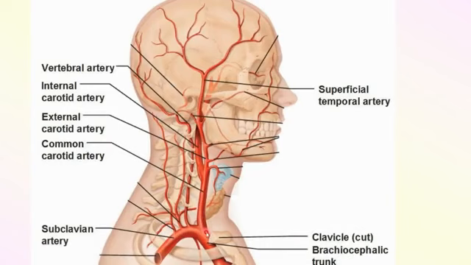So you see here the common carotid artery. This is going to be the right common carotid artery because it's coming from the brachiocephalic trunk right here. At about the upper level of the thyroid cartilage, it will divide into external carotid, which is going to be more anterior, and internal carotid, which is going to be more posterior.